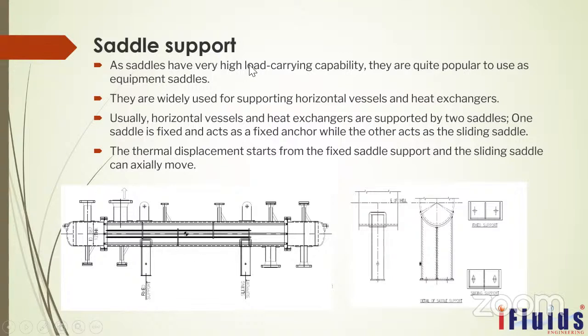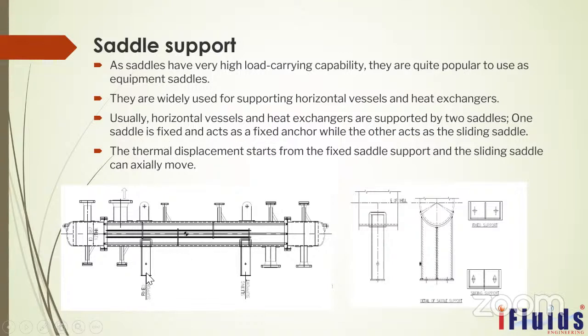Saddle supports have a high load carrying capability. They are quite popular as equipment saddles. They are widely used for supporting horizontal vessels and heat exchangers. You can see this is a kind of heat exchanger. The saddle supports are used here. Generally, these horizontal vessels and heat exchangers are supported by two saddles. One saddle is fixed and the other one has a sliding arrangement.